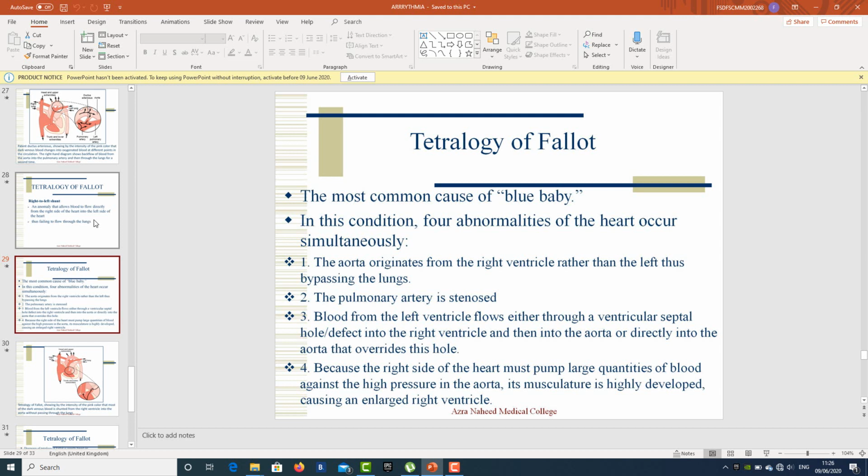Blood from left ventricle flows either through a ventricular septal defect into the right ventricle and then into the aorta, or directly into the aorta that overrides this hole. Because the right side of the heart must pump large quantities of blood against the high pressure of aorta, its musculature is highly developed, causing an enlarged right ventricle.